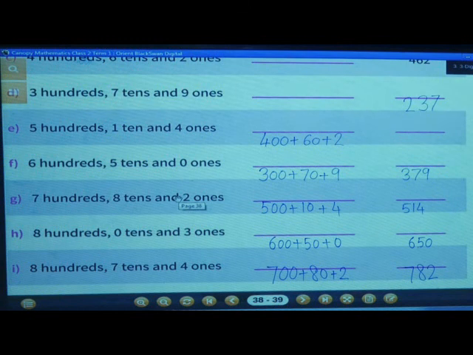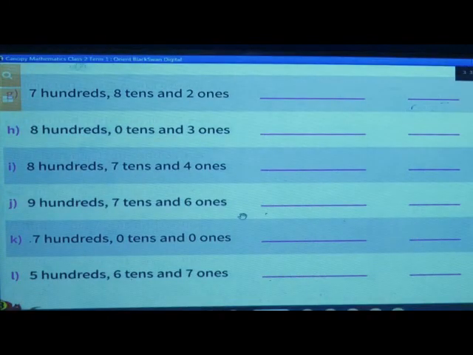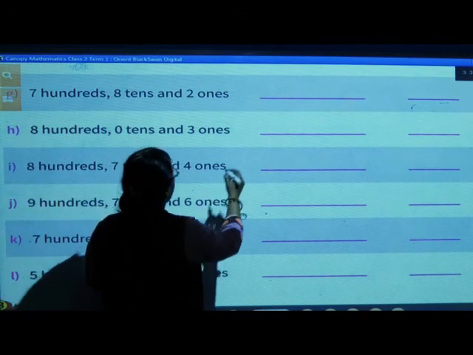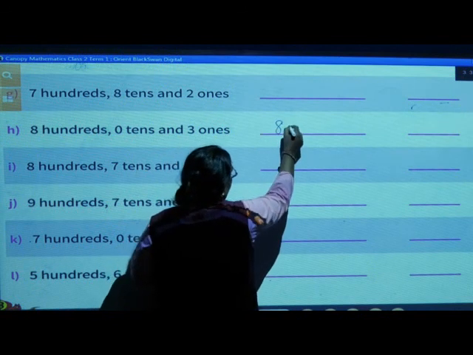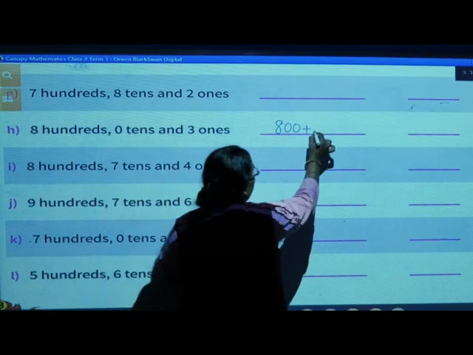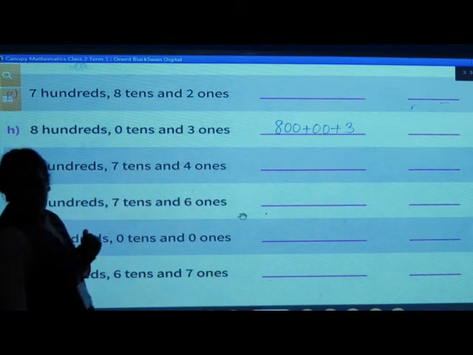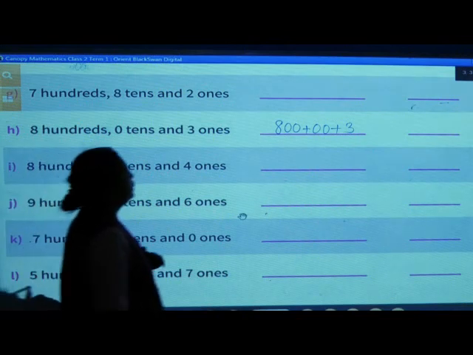Till G we have completed. Now from H we will see. Now see H1. 800, 0 tens and 3 ones. Now 800 plus 0 tens. 0 tens means 2 zeros, plus 3. So 803.